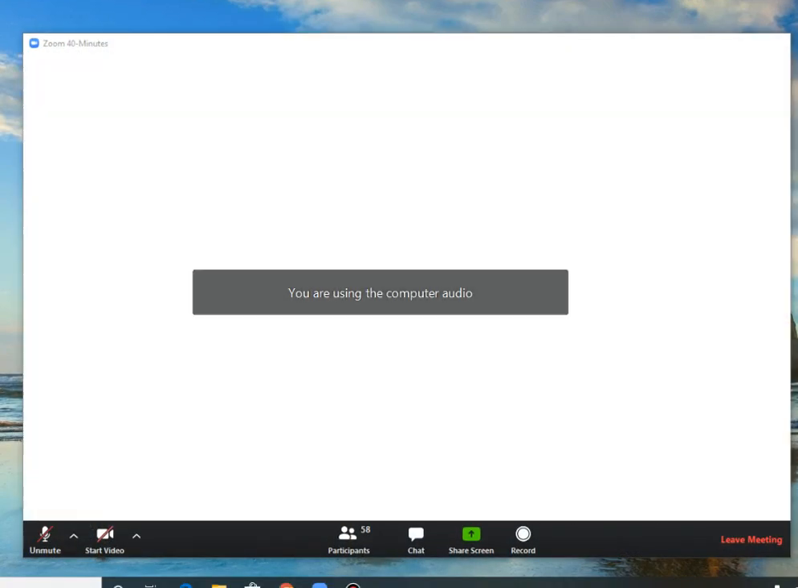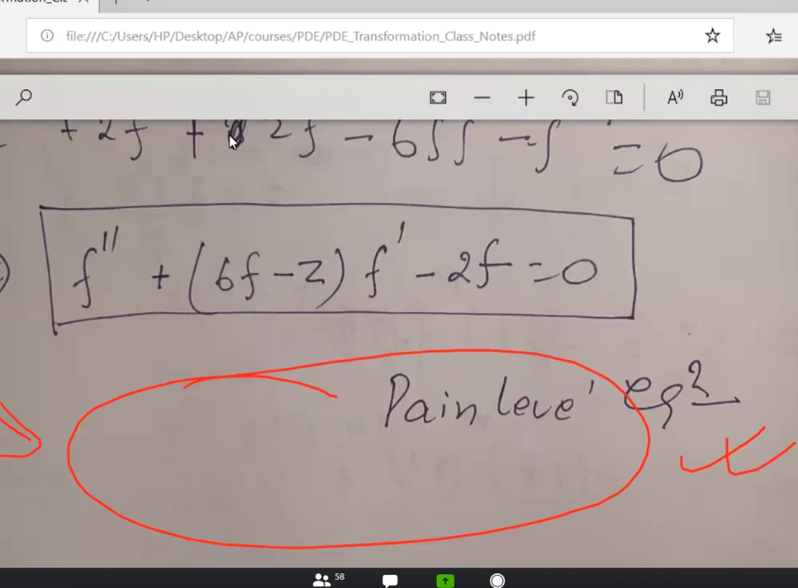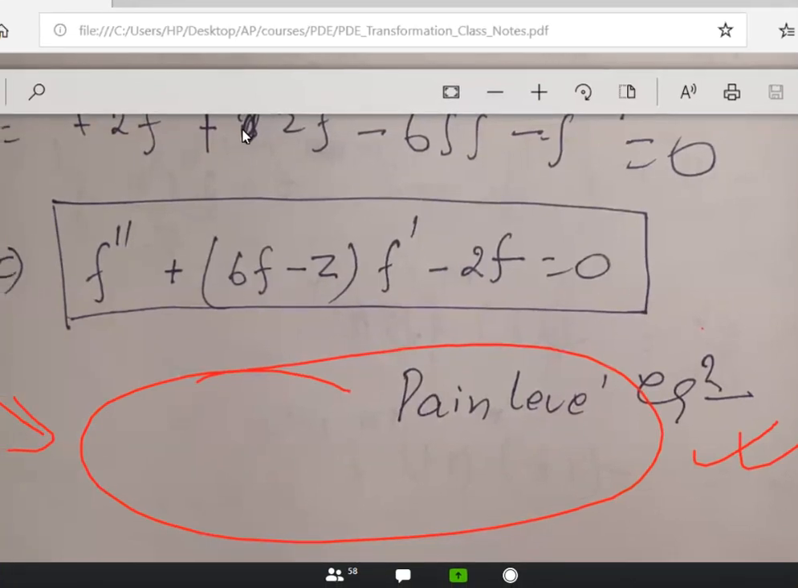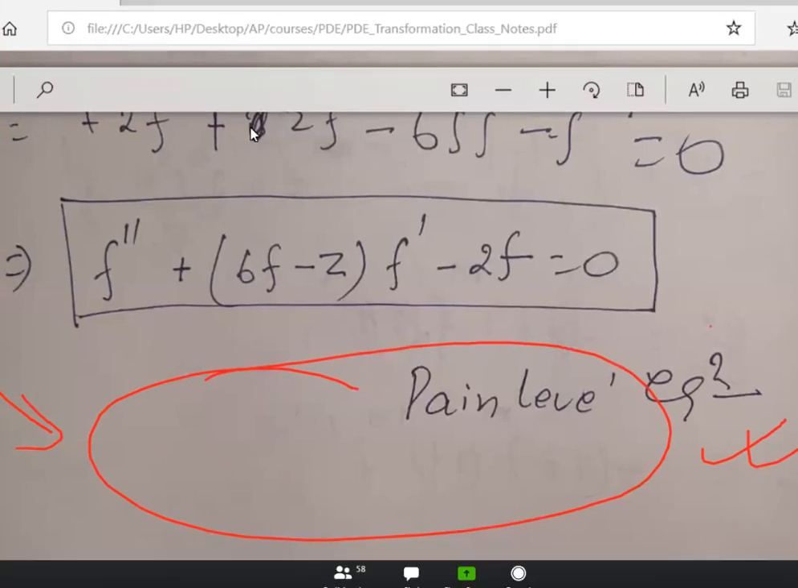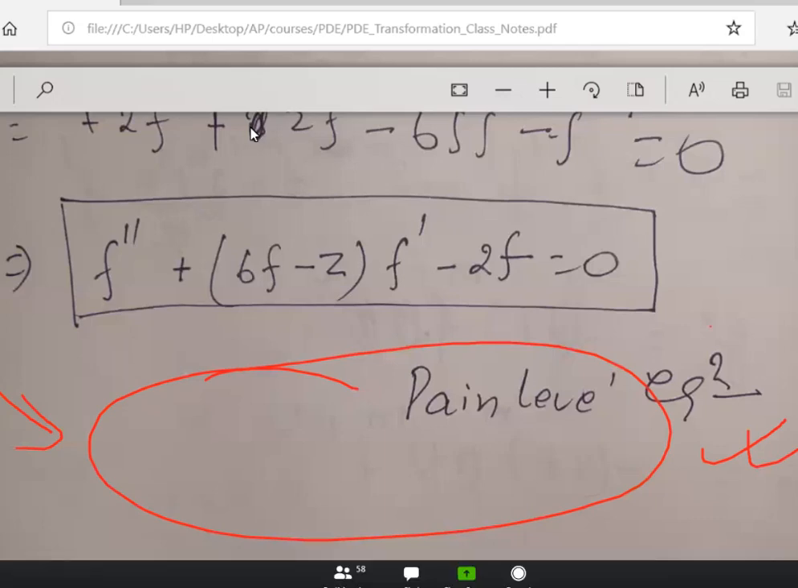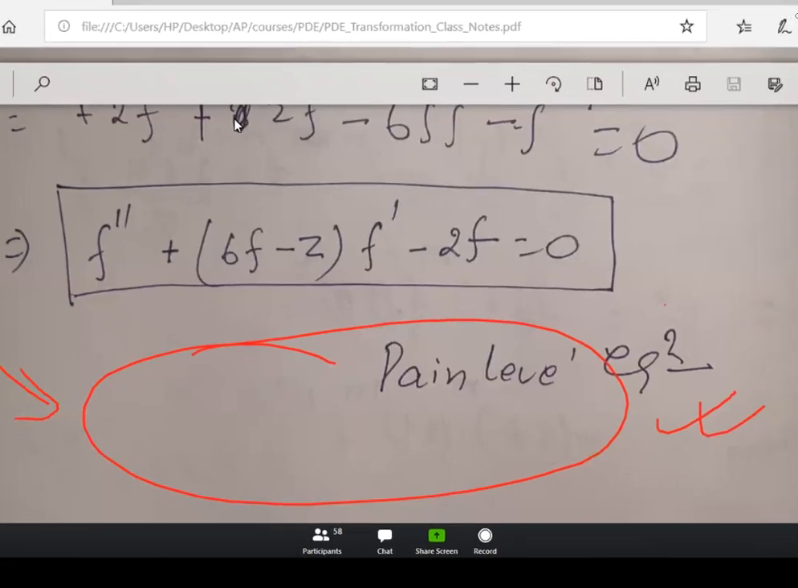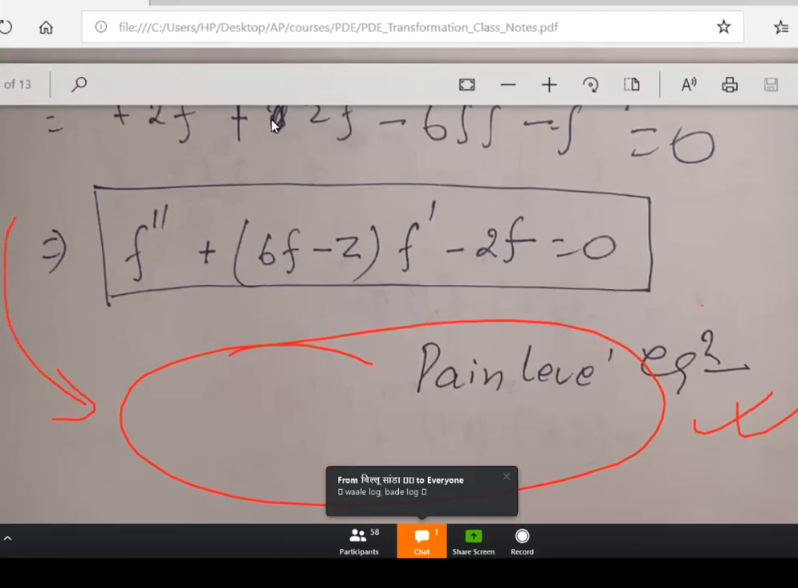From which book are you following this topic, similarity transformation? Drazin and Johnson. Whatever topics I am considering in soliton partial differential equations, all are from Drazin. Okay, you already have its electronic version. Okay, sir.